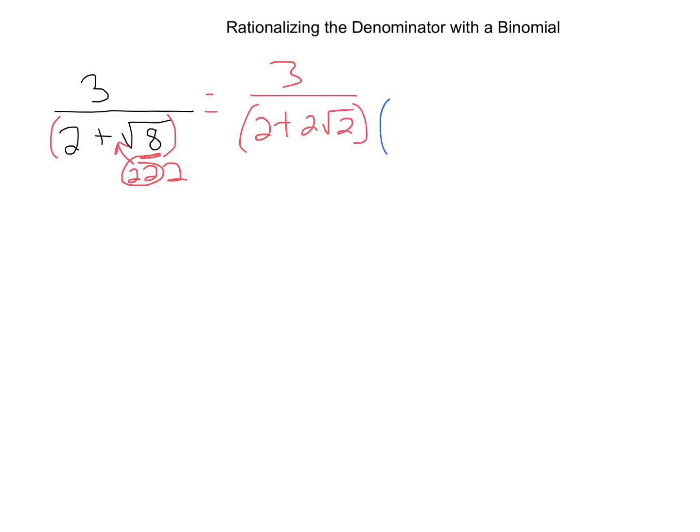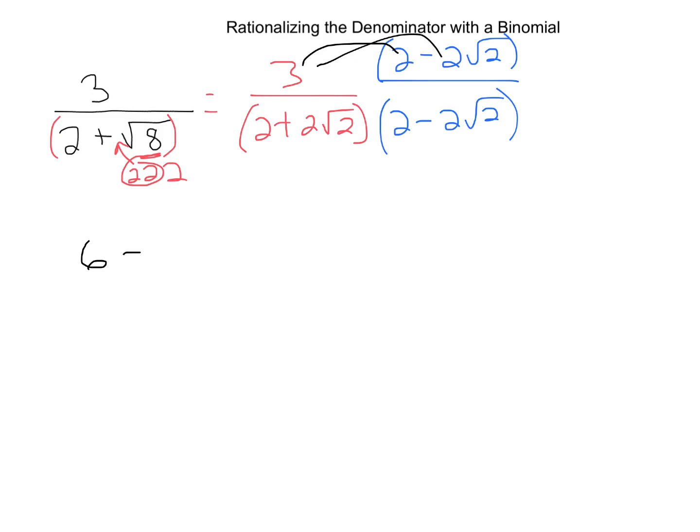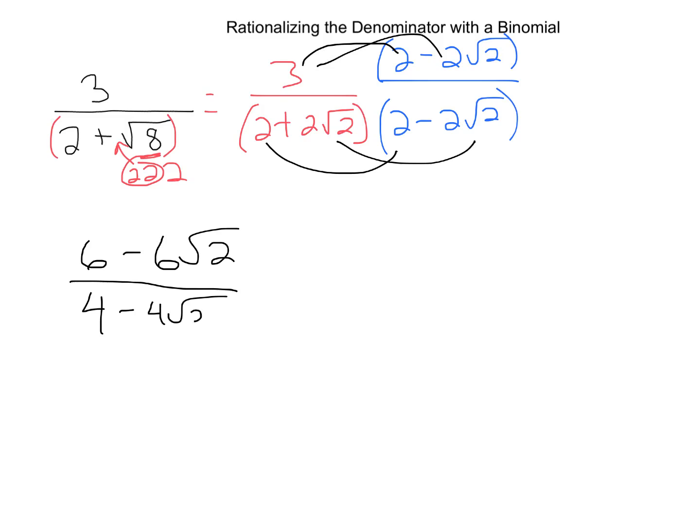So let's do the opposite. 2 minus 2 radical 2. Okay. Now we're going to distribute. So 3 times 2 is 6. Minus 6 radical 2 over 4. And minus 4 radical 2 times 2. Okay. Let's kick this out as a 2. 6 minus 6 radical 2 all over 4 minus 8.